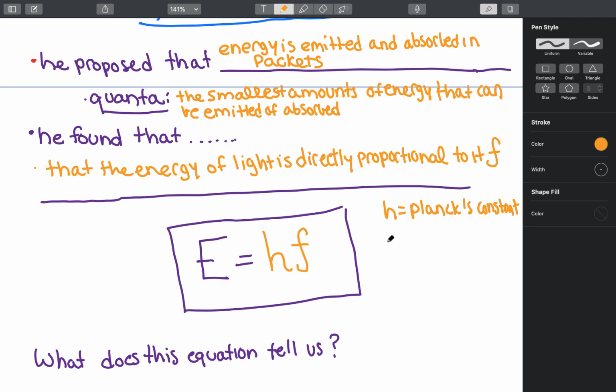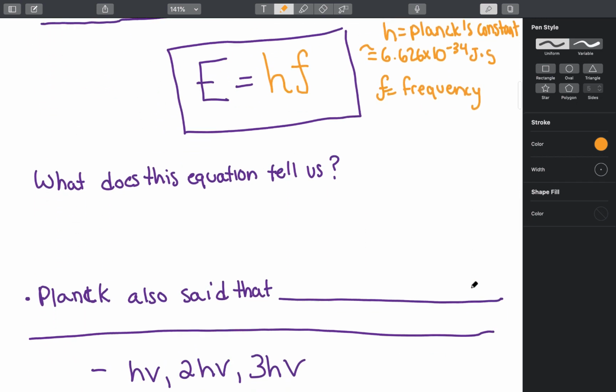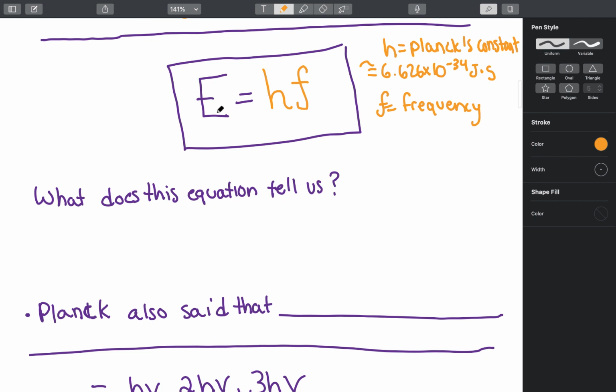So Planck's constant is approximately equal to 6.626 times 10 to the negative 34th joule-seconds. And f is, of course, equal to the frequency. Okay? So, what does this E represent?